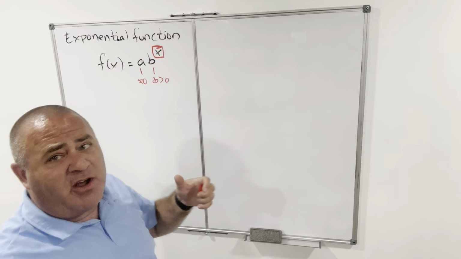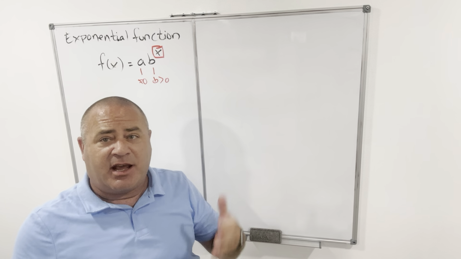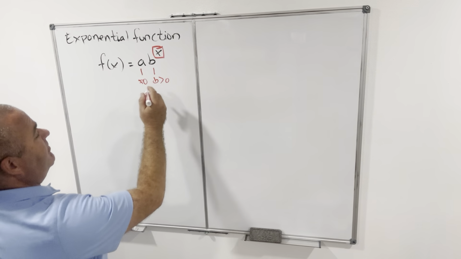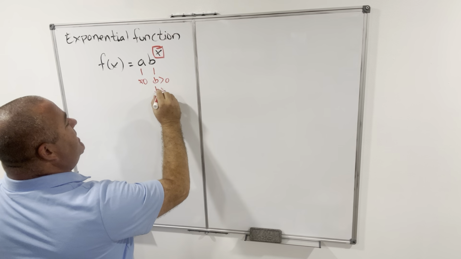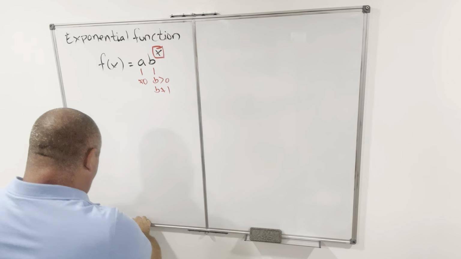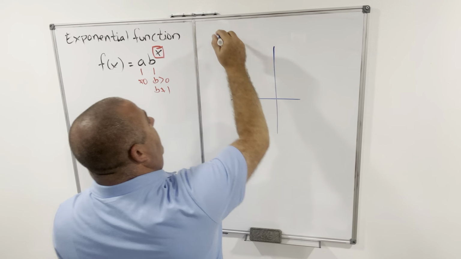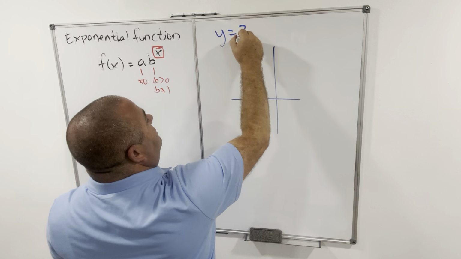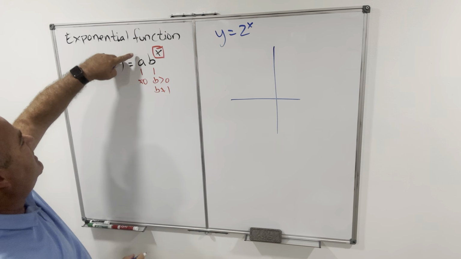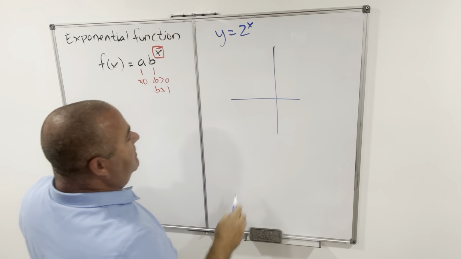For an exponential function, you're going to have either exponential growth or exponential decay, and I'll show you the difference of that in just a second. You also have to assume that b is not equal to 1, and I'll show you that as well. So let's just take a very simple graph of y equals 2 to the x. So in this case, our a is just 1, and our b is 2.